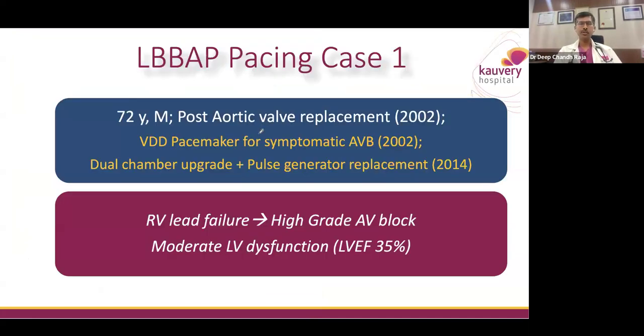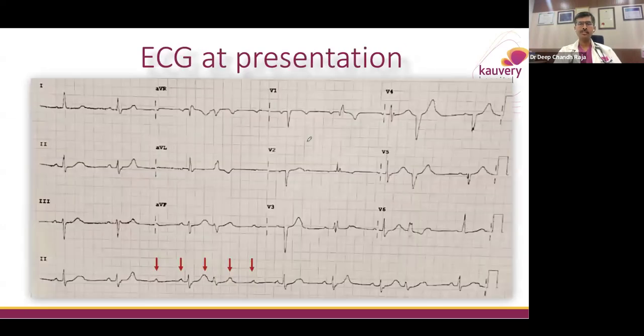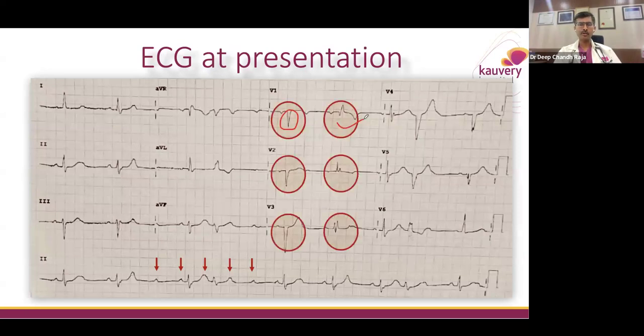In this first case, a 72-year-old male, post-aortic valve replacement in 2002. The patient had a symptomatic atrioventricular block and had a VDD pacemaker. The patient had a dual chamber upgrade, with a pulmonary valve replacement in 2014. Unfortunately, the RV lead failed to capture. More importantly, the left ventricle started going down, landing the patient in a high-grade AV block with a moderate LV dysfunction. As you can see here, the patient's intrinsic ECG shows a left bundle branch block and RBBB morphology, basically an alternating right bundle and left bundle branch block.